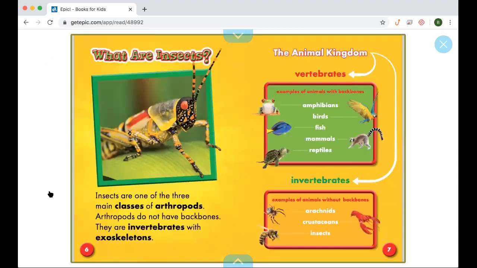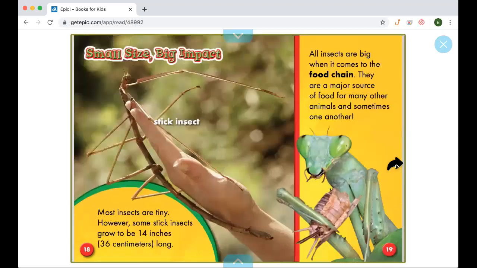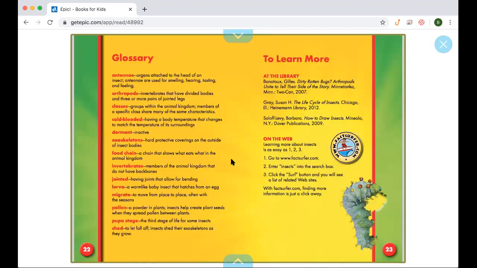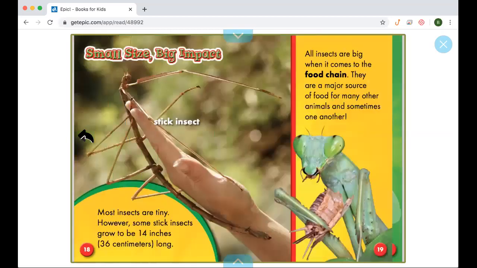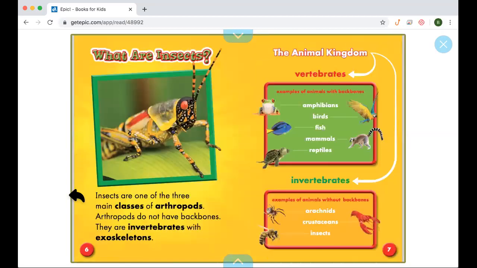What are insects? Insects are one of the three main classes of arthropods. So arthropods is bolded. So what we're going to do is go on the back and see what that means. It means invertebrates that have divided bodies and 3 or more pair of jointed legs. So their bodies are divided, and we're going to learn about how their bodies are divided, and we'll get to see a picture of what jointed legs look like. So that is why these insects are called arthropods, because of their body and what they have.